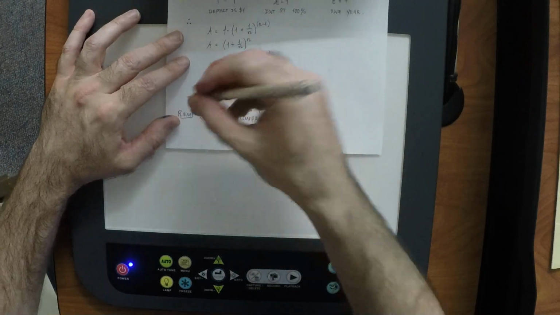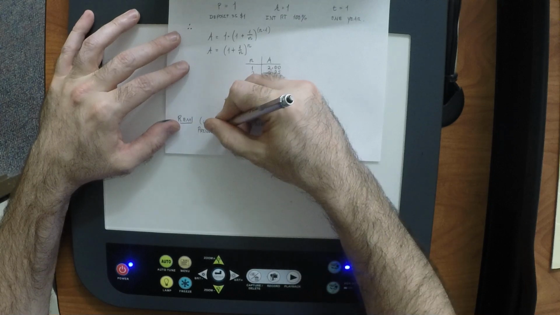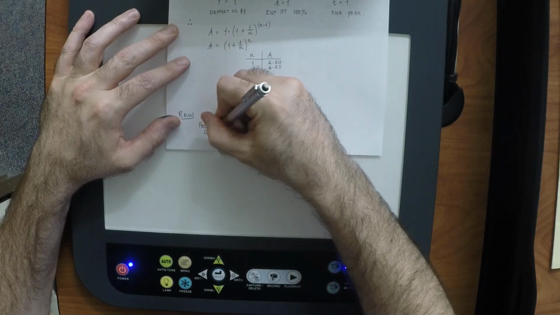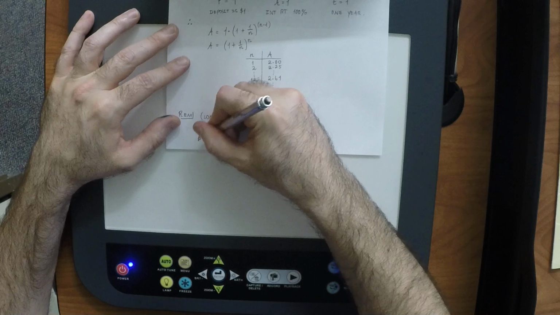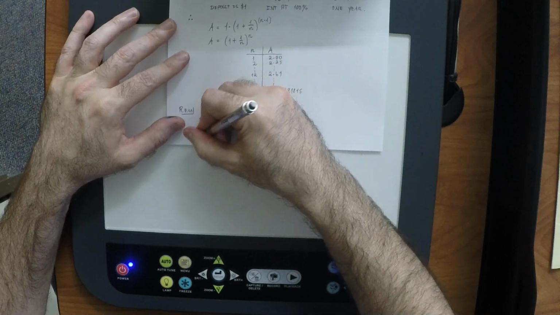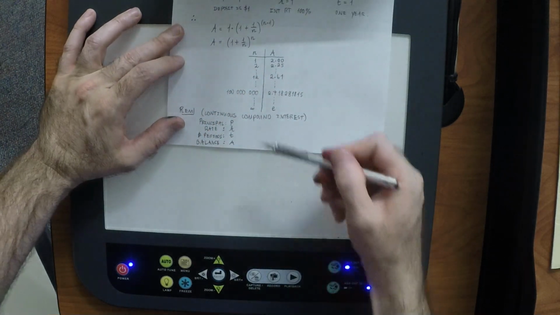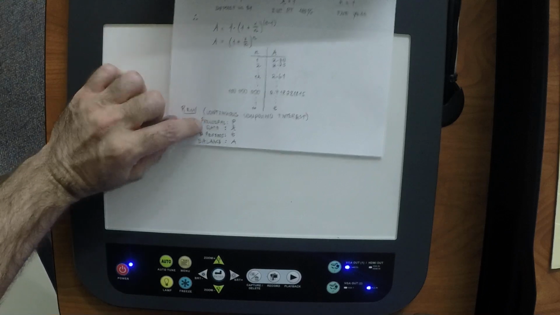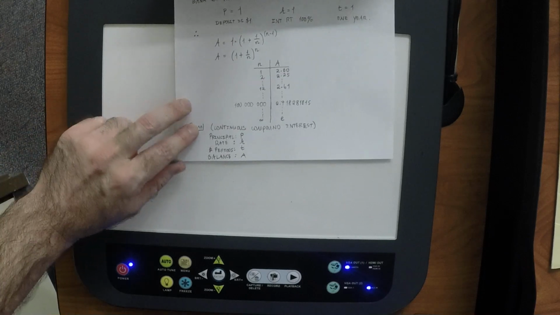So, continuous compound interest. In this case, like the other model, we have the principal, denoted by P. We have the rate, denoted by R. We have the number of periods, denoted by T, and we also have the account balance, denoted by A. So notably, these are all of the parameters, and how many of them are there? 4, as opposed to the previous model that had 5. So which one is missing? What I mean is, which letter?